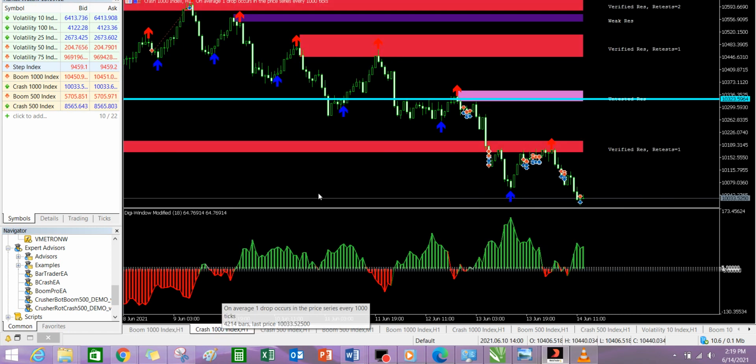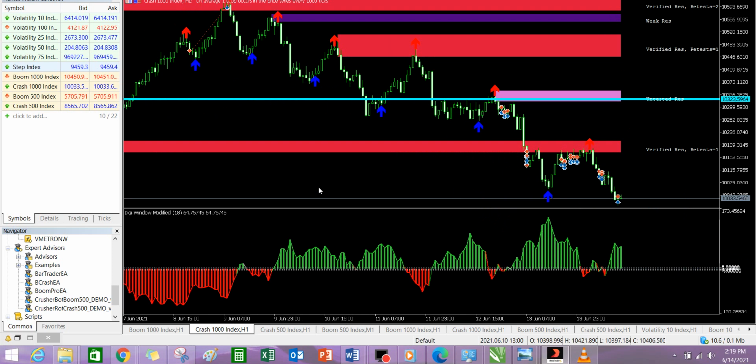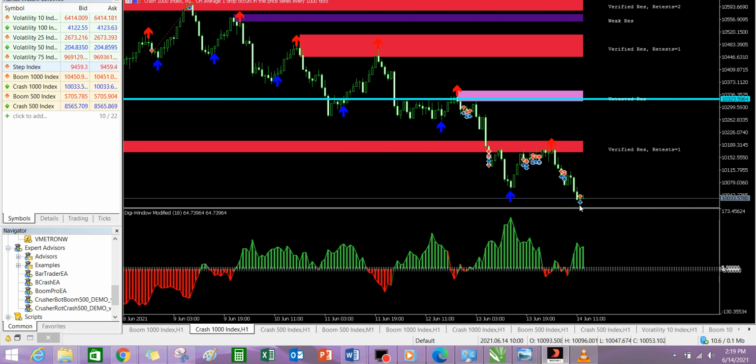Okay, so let's see what is happening with Crash 1000. For Crash 1000, of course it is at a support level, so we are likely to see a pullback any moment from now.